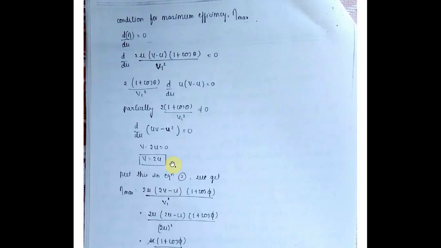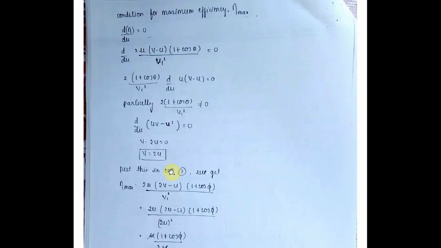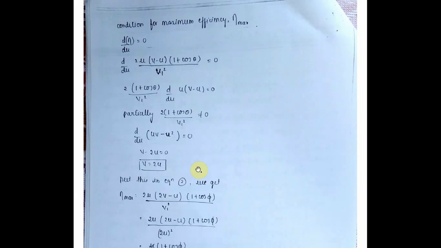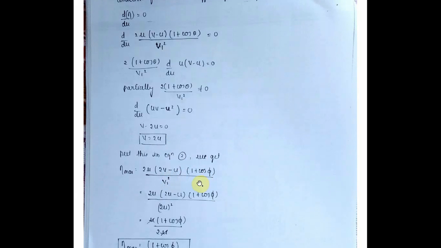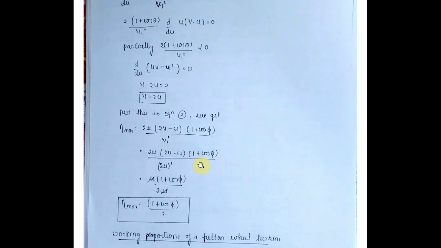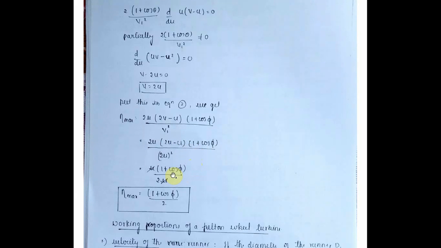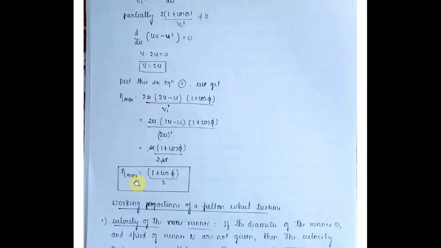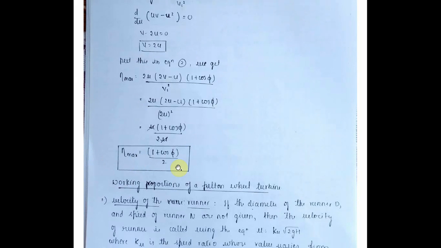Putting this value in equation 1, we get eta maximum is equal to 2U (2U - U)(1 + cos phi) divided by (2U) whole square, that is U into (1 + cos phi) into 2U divided by 4U square. So eta maximum is equal to (1 + cos phi) divided by 2. This is the final result.